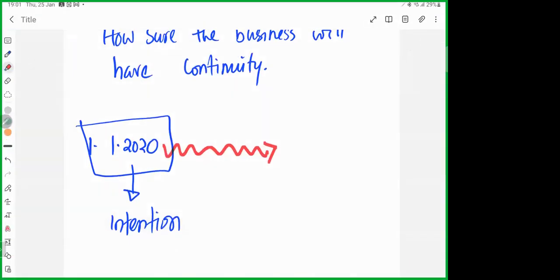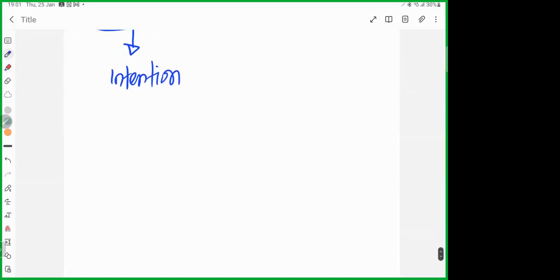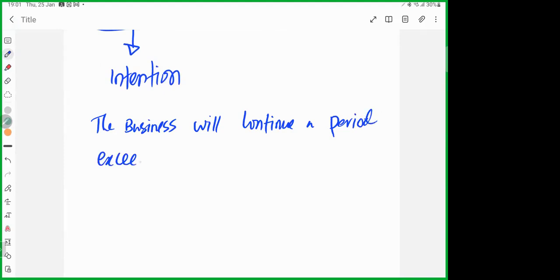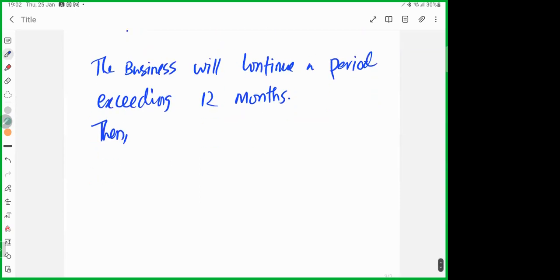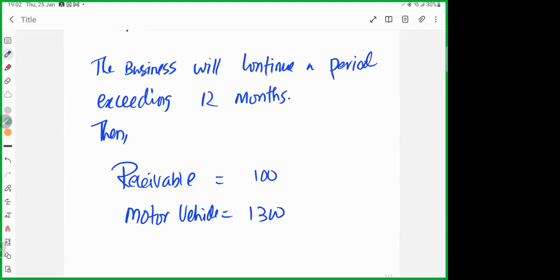So, if you know that the business will continue for a period exceeding 12 months, then, you see, in this business I have two assets. I have receivables, 100. And I have a motor vehicle, 1,300. So what are my total assets now? How much is the total assets?